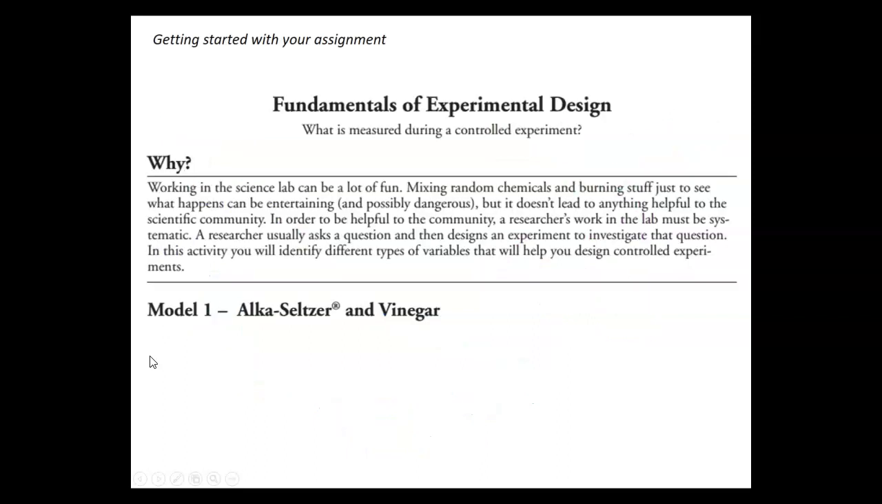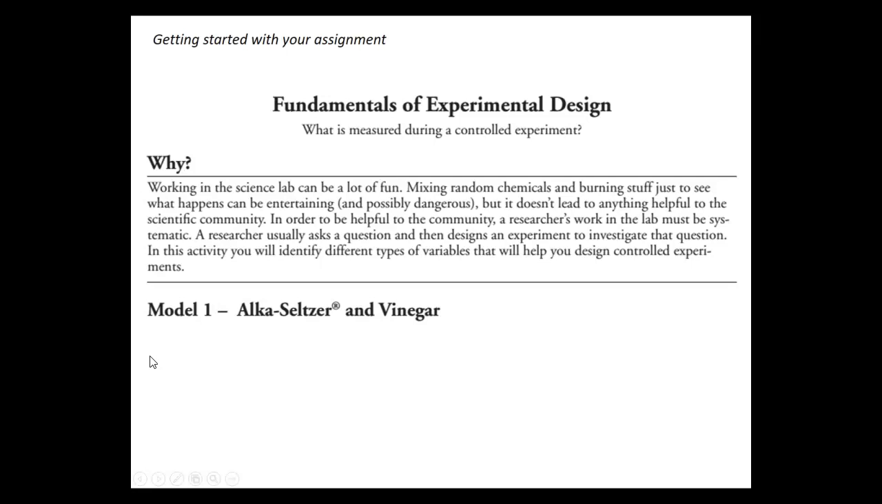All right, well, in your experiment, you're going to be focusing on independent, dependent, and controlled variables mostly. So I just wanted to get you started with this, and then you'll be working on it on your own in a separate assignment file that you'll see on Canvas. But I wanted to make sure you read through it, so we're going to read through the intro together. What is measured during a controlled experiment?